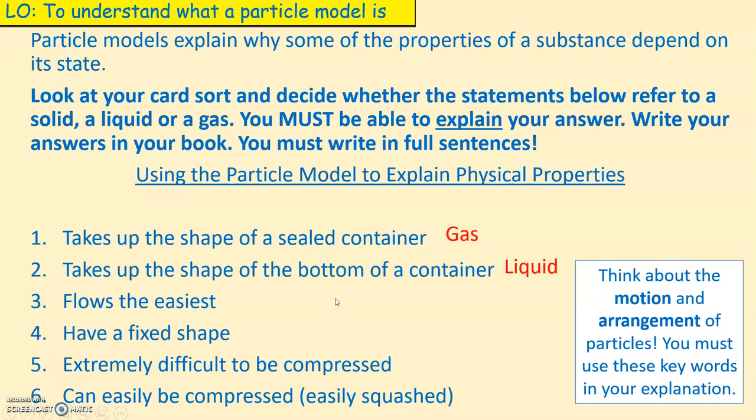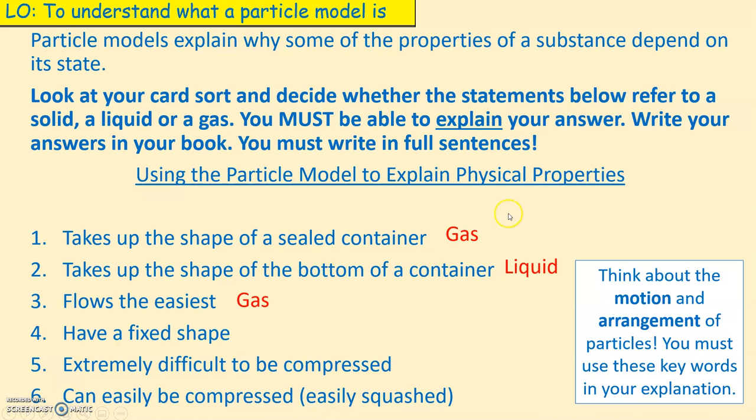Remember, gas does float. Okay, gas doesn't just stay in one place. But if you put water, the water wouldn't really be floating in air. If you get what I mean, it's going to go straight to the bottom due to gravity. Okay, so it takes up the shape of the bottom of the container. I hope I'm making sense. Now, the next question is asking you, which state of matter flows the easiest? And the answer is actually gas.